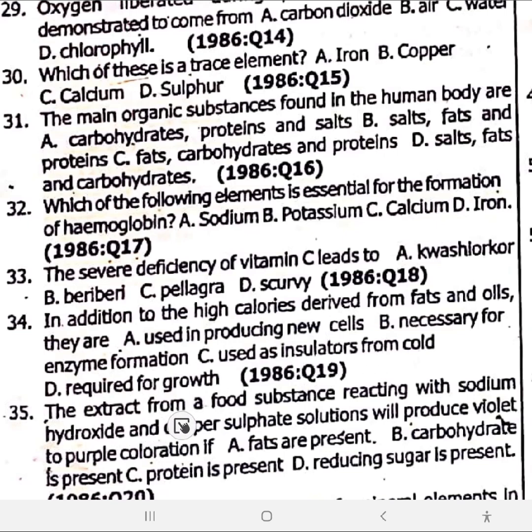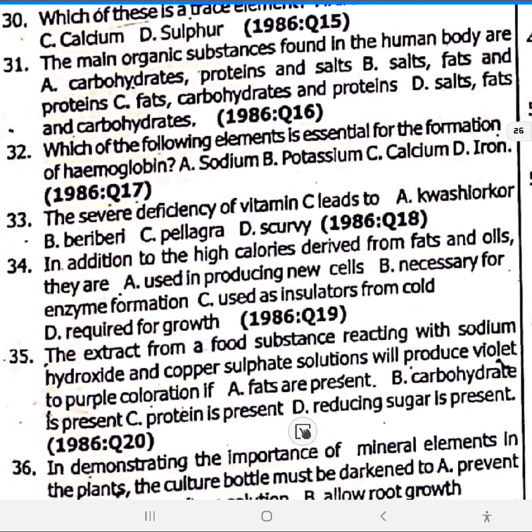35, the extract from a food substance reacting with sodium hydroxide and copper. This is the biuret test for protein. Copper solution will produce a violet to purple coloration if protein is present. 35 is option C, biuret test, if protein is present.